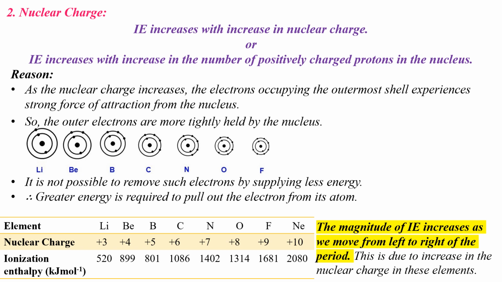Now look at the table showing the first ionization enthalpies of elements belonging to the second period. You can see that the value of ionization enthalpy increases as we move from left to right of the period. This is due to increase in the nuclear charge observed in the elements lithium to neon.